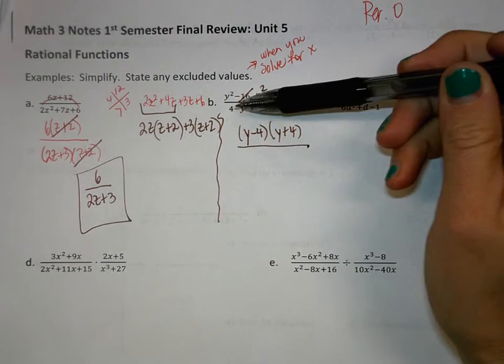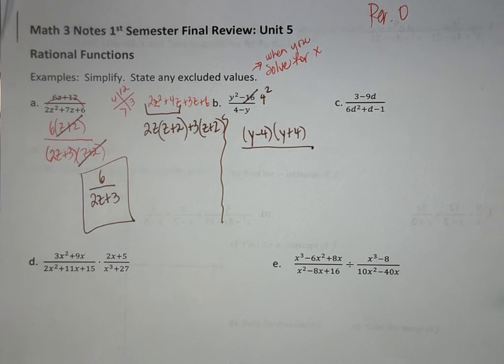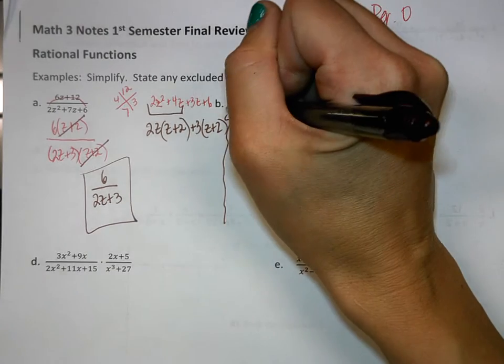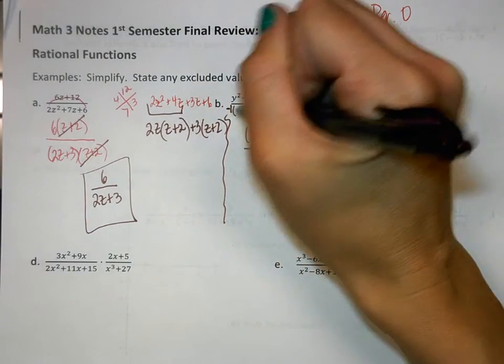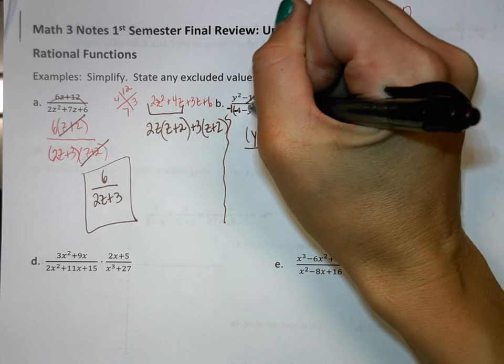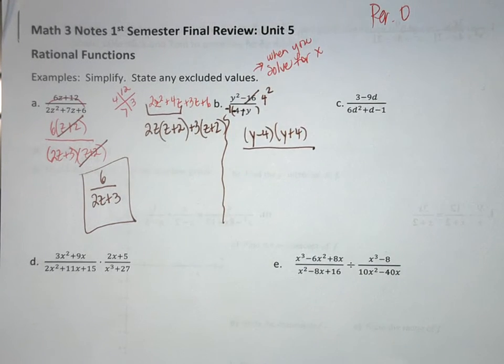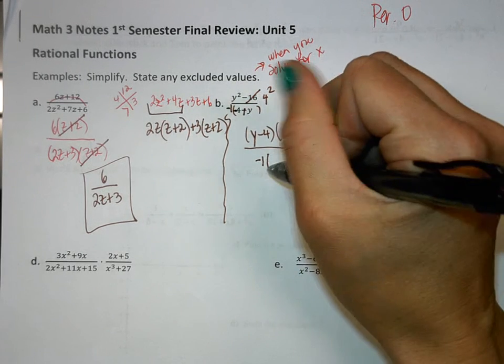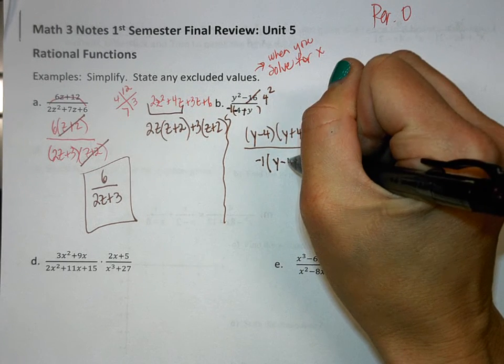Now, is 4 minus y and y minus 4 the same? No. Who remembers what we do in order to make them the same? Take out a negative. Very good. We take out a negative. So if I were to take out a negative 1 here, that would make this 4 a negative and the y a positive. So I'm going to write that down here as negative 1, and I'm going to go ahead and flip it around now. So we have a positive y minus 4.